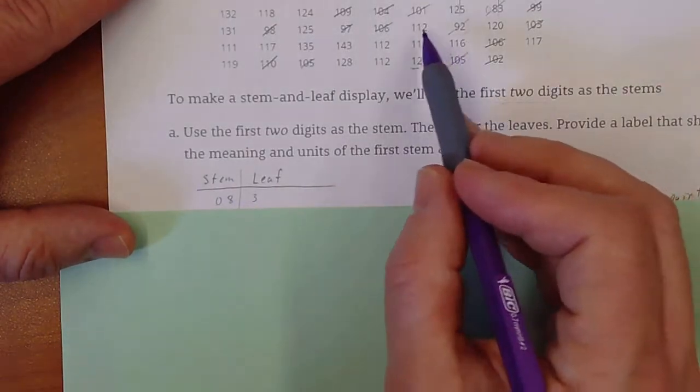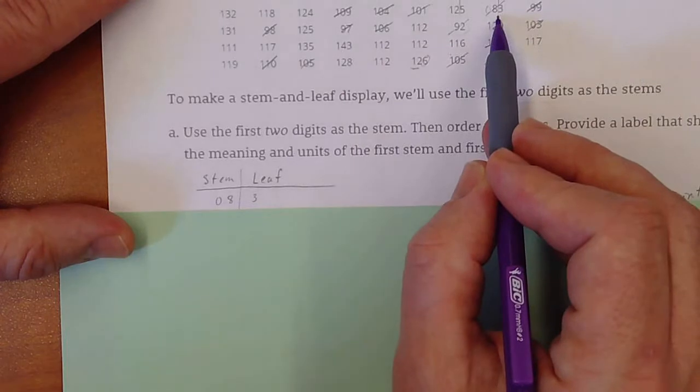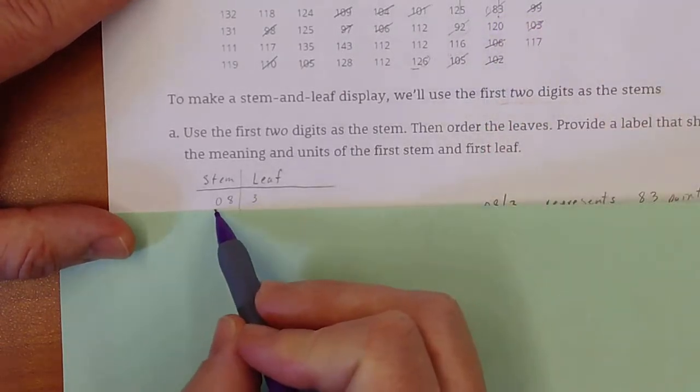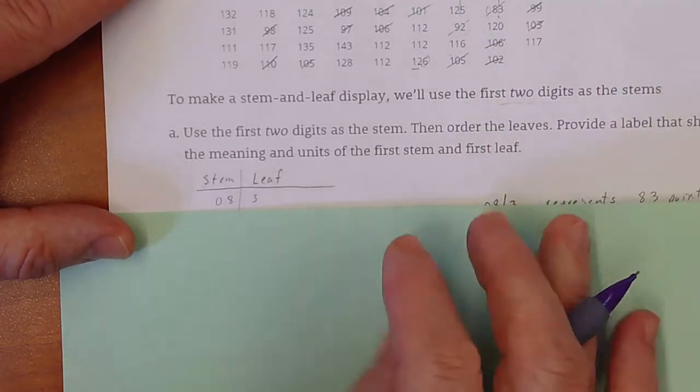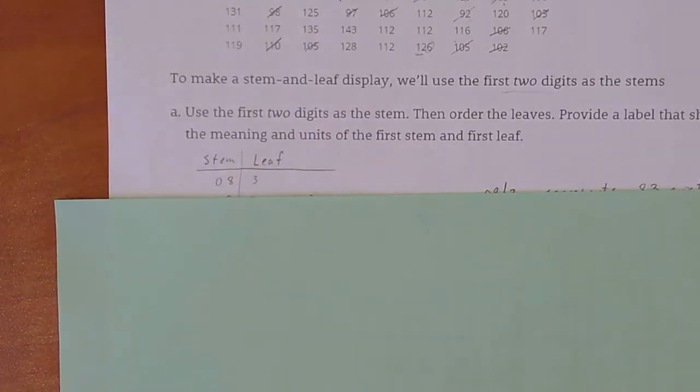83 is the lowest number of points, wherever it is. There it is. So that means its stem has to be 8, and then 3. From there, you continue and finalize that stem and leaf.